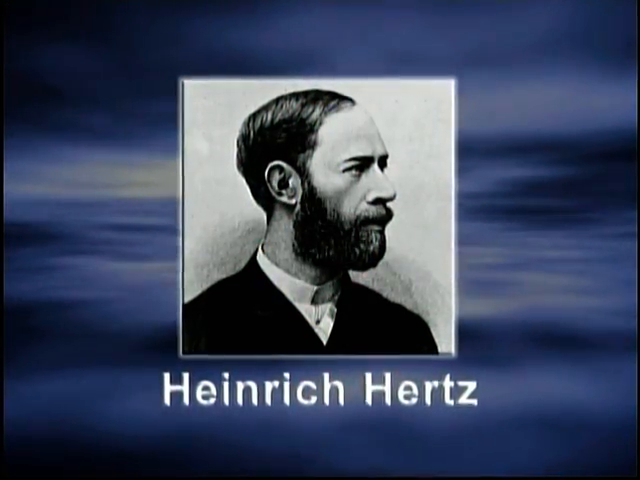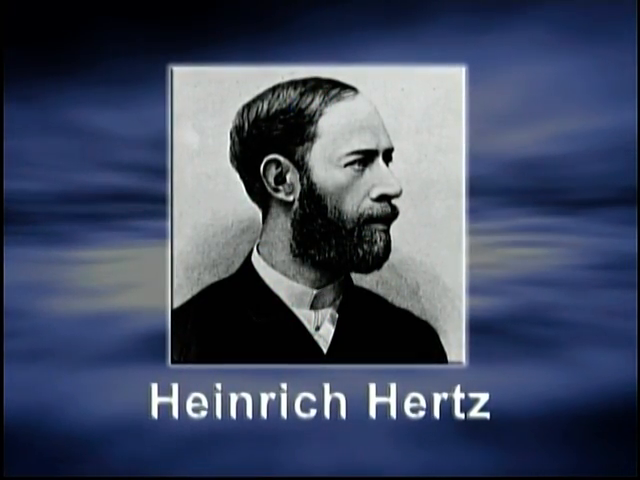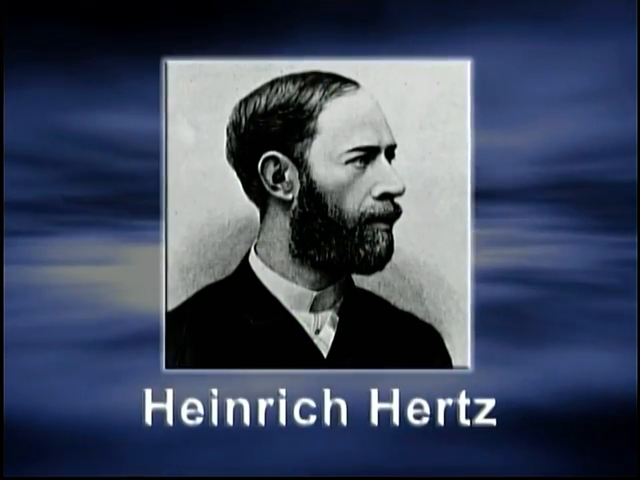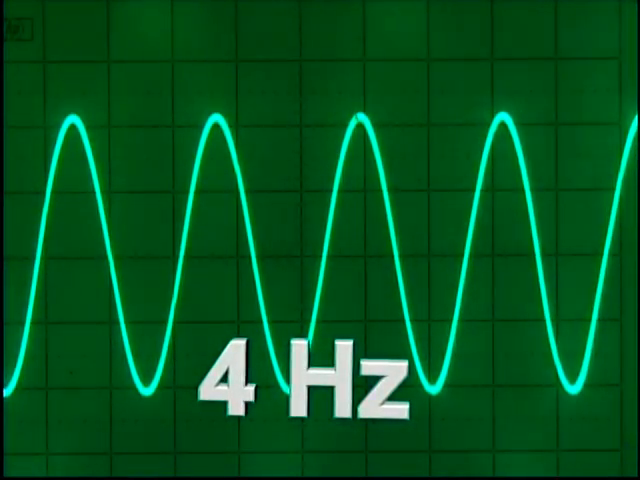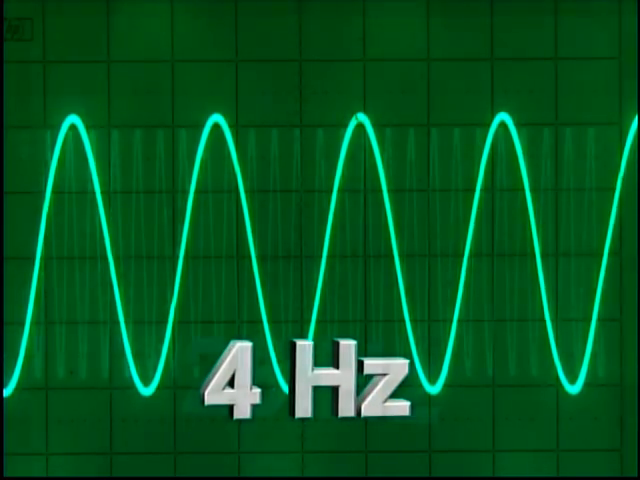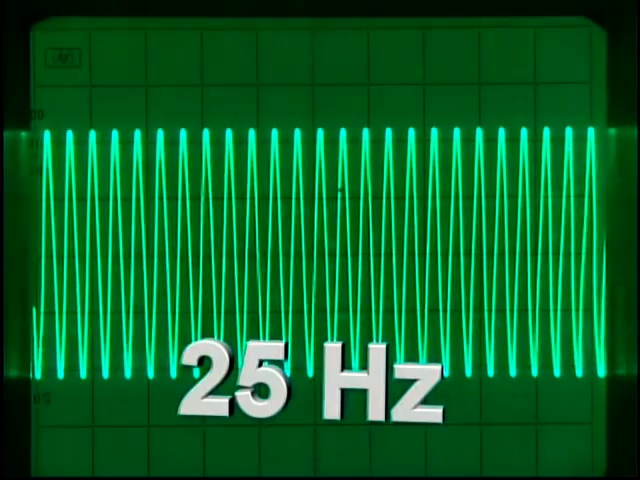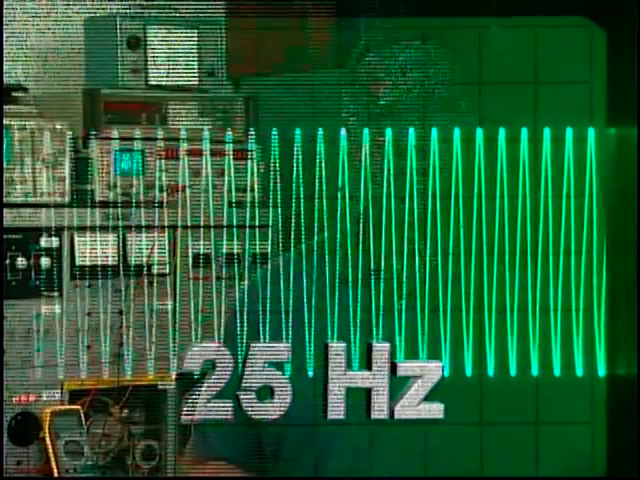In recent years, the term cycles per second has been changed to hertz in honor of Heinrich Hertz. This is abbreviated as Hz. Therefore, the frequency of our example is written F equals 4 hertz. A frequency of 25 cycles per second would be written 25 hertz.